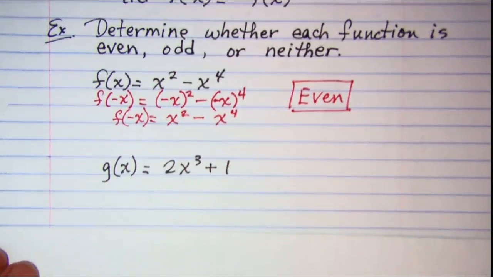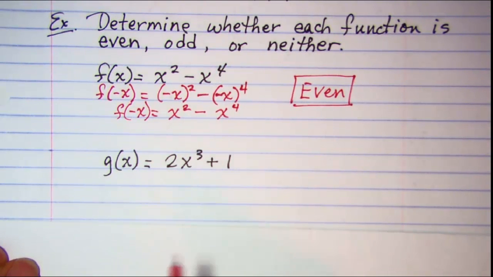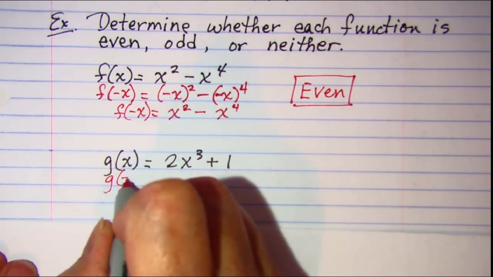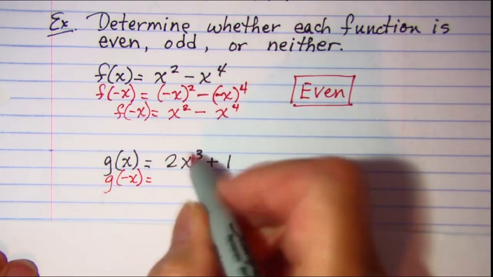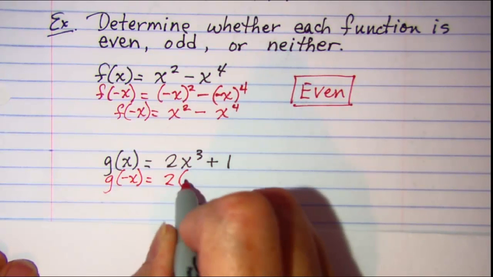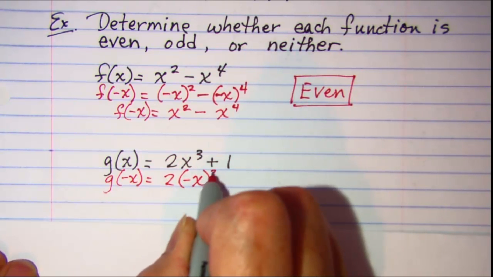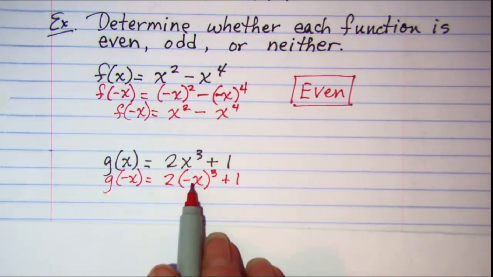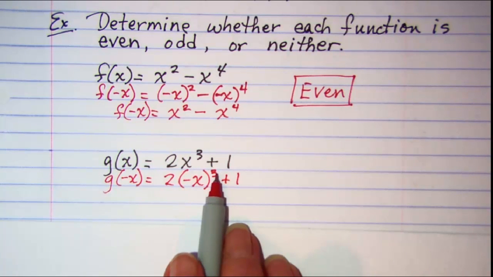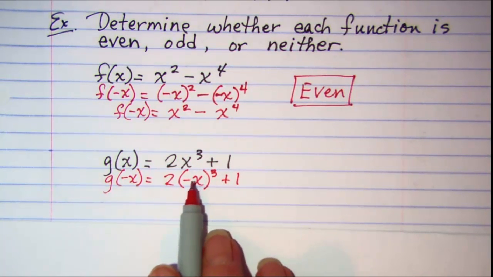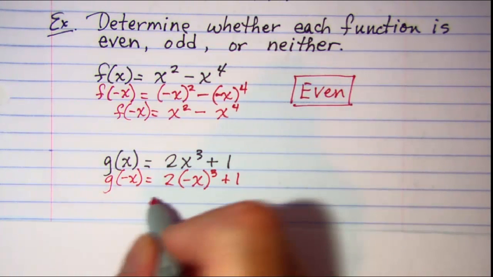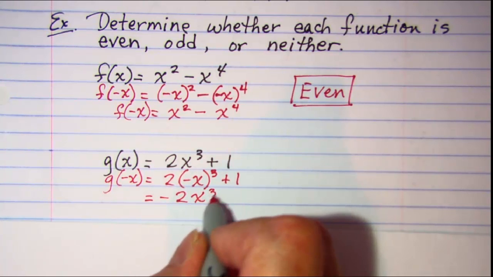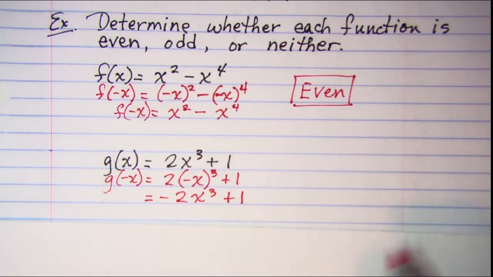Look at another one. Again, we're going to find g of negative x. So that's 2 times negative x to the third power plus 1. Now when I raise a negative x to the third power, I'll get a negative. So this is actually a negative 2x to the third power plus 1.